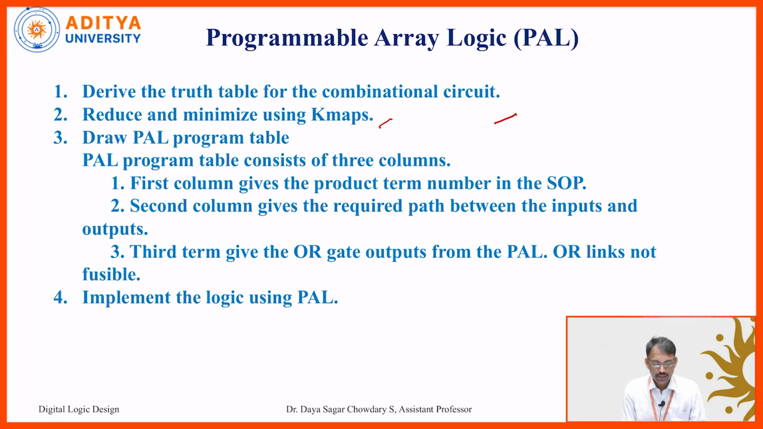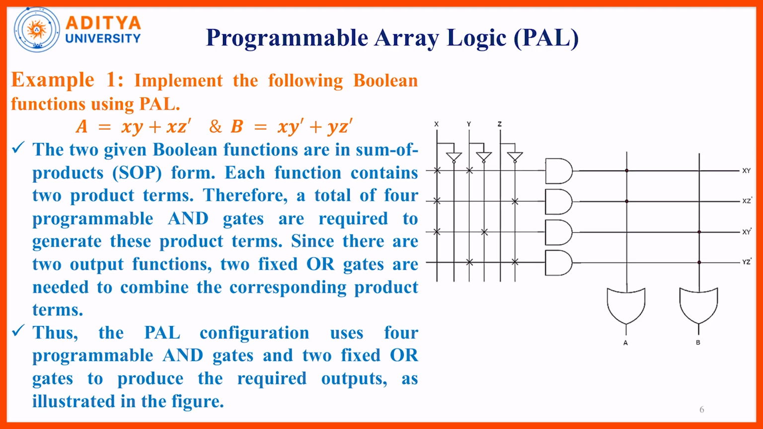The PAL program table consists of 3 columns. The first column gives the product term number in the SOP, the second column gives the required path between the inputs and outputs, and the third column gives the OR gate outputs from the PAL. The OR links are not fusible, so the OR gates are fixed. Then implement the logic using PAL. Some problems we can solve with the help of these equations and expressions.